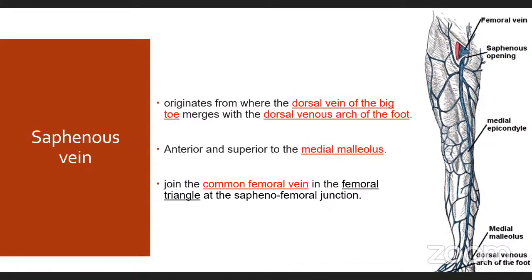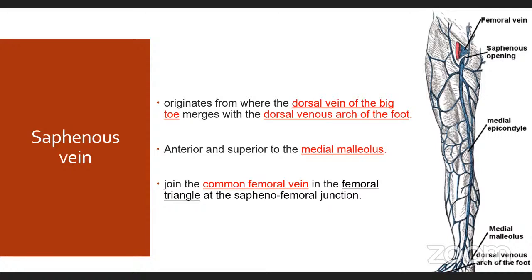Finally, the great saphenous vein, also known as the long saphenous vein, is a large subcutaneous superficial vein and almost the longest vein in the body. It originates from the communication between the dorsal vein of the big toe, which merges with the dorsal venous arch of the foot, anterior and superior to the medial malleolus. At this site, it can often be visualized and palpated.